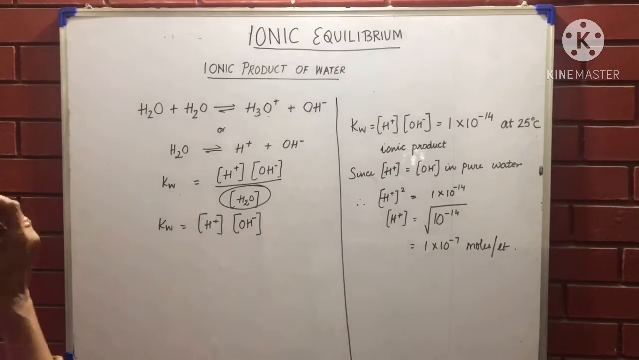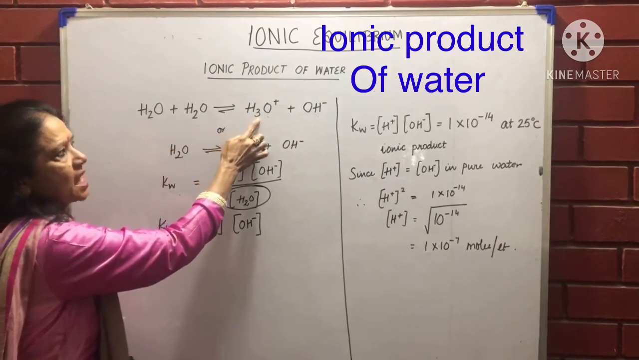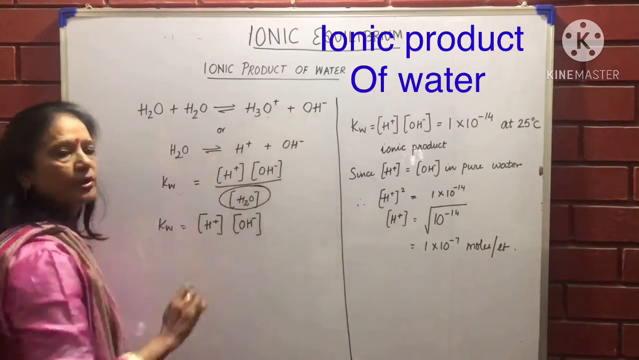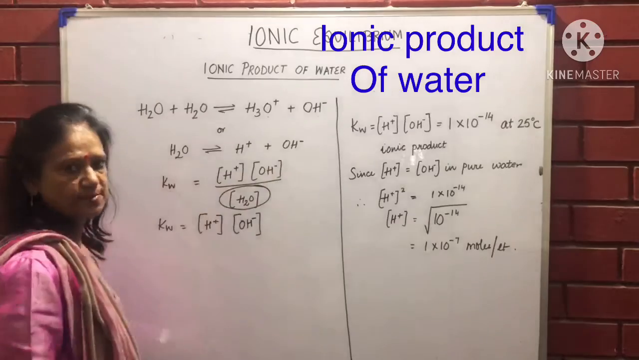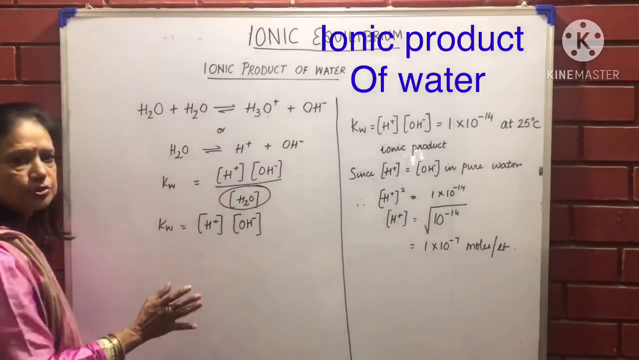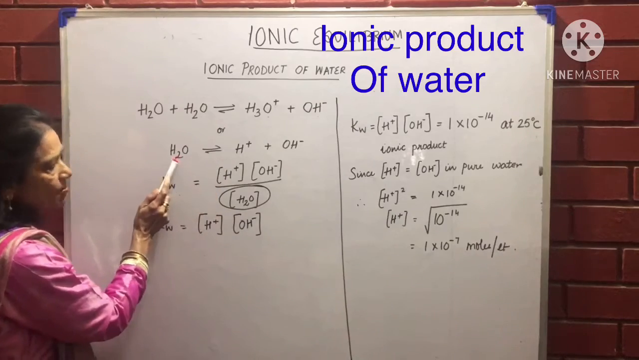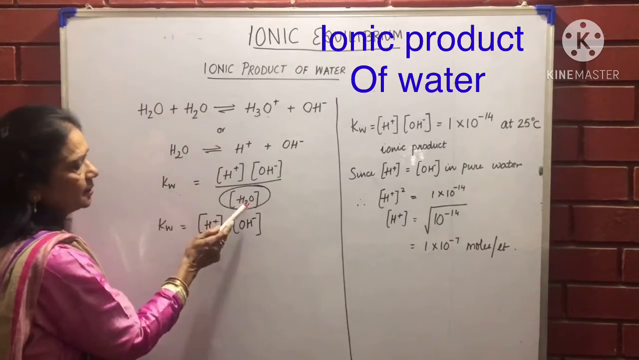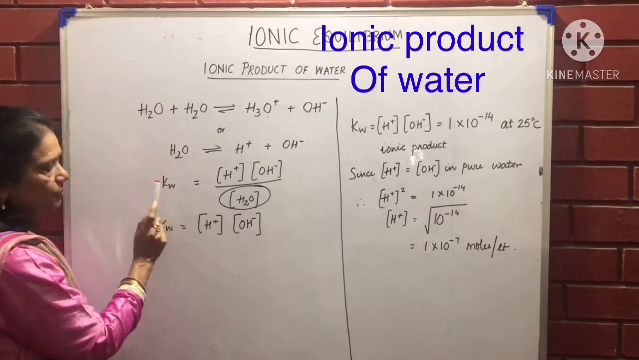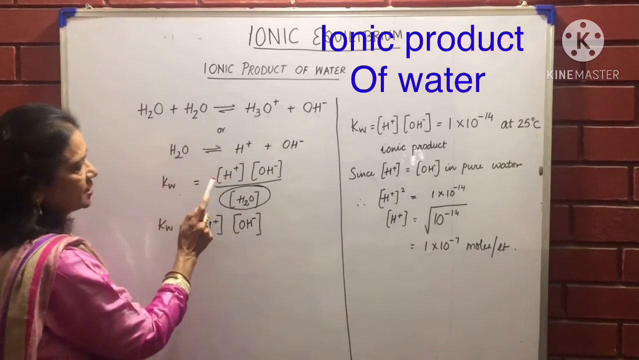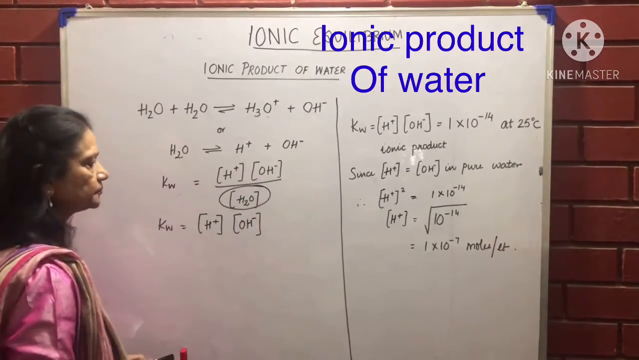So now, what is the ionic product of water? If I put water in, water gives me hydronium ions and OH minus ions, or I can say water gives H plus ions and OH minus ions. According to the law of equilibrium, I can say H plus ions and OH minus ions upon the reactant is Kw. For water I have written here W. So the ionic product of water is H plus ions into OH minus ions upon water.